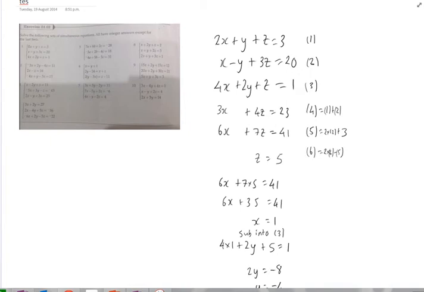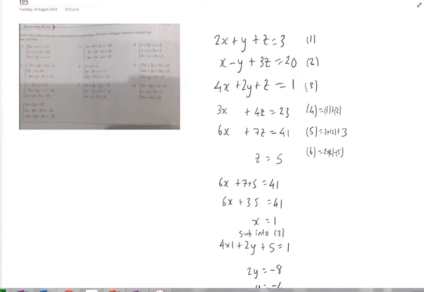Right, this is just a recording going over some 3x3 simultaneous equations. As you can see, I've got the first three equations here, 1, 2, and 3 written down. And what I'm going to try and do is eliminate one of these variables. The easiest one here, by the looks of it, is to eliminate the y variable.